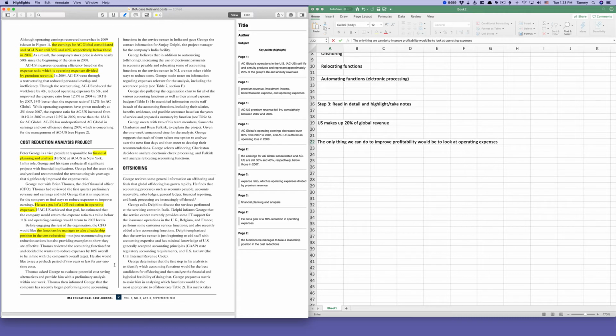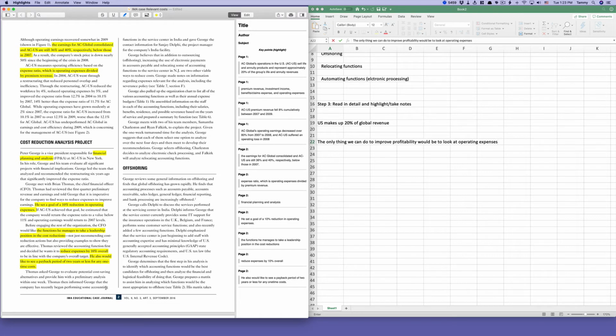Thomas reviewed the accounting function first and decides he wants it to reduce expenses by 10% overall to be in line with the company's overall target. So it sounds like probably the CFO is starting in his own shop and saying, okay, every department should reduce expenses by 10%. He would also like to see a payback period of 2 years or less for any one-time costs. So we want to reduce expenses in accounting by 10% overall, and he wants to get a payback of 2 years or less for any upfront costs.